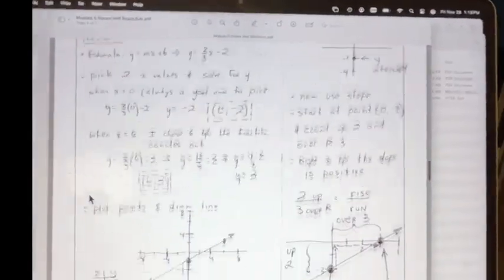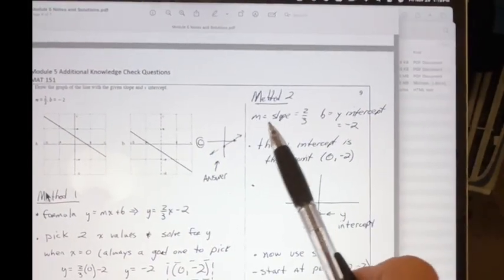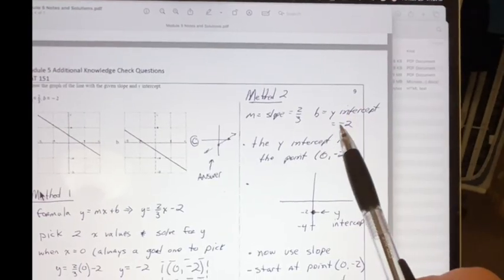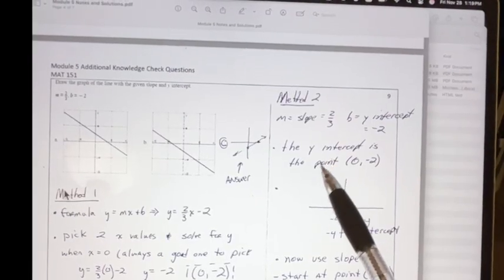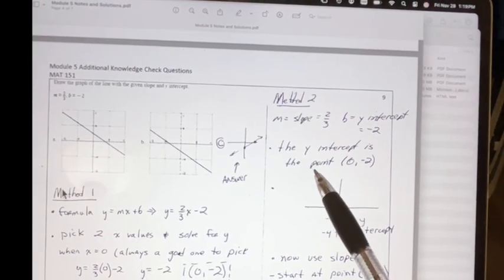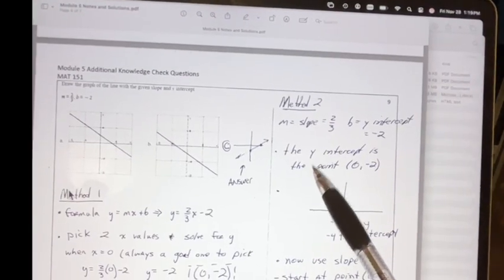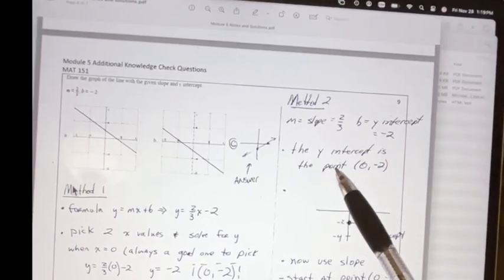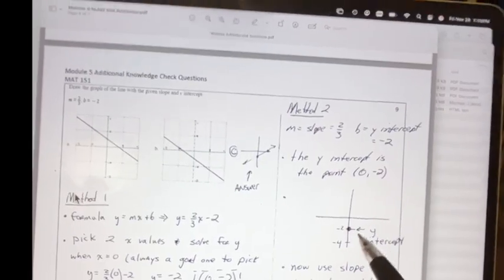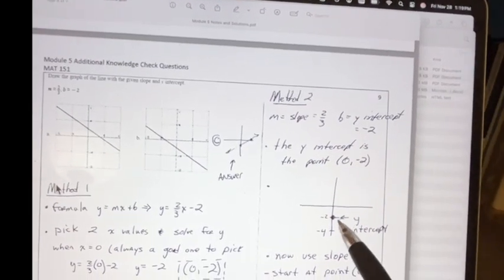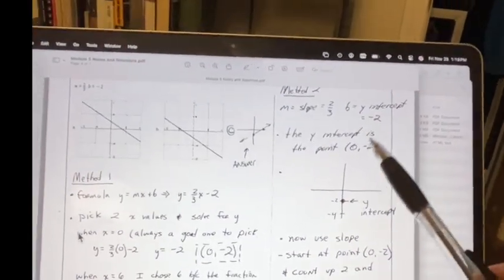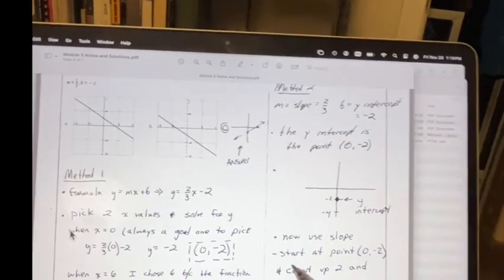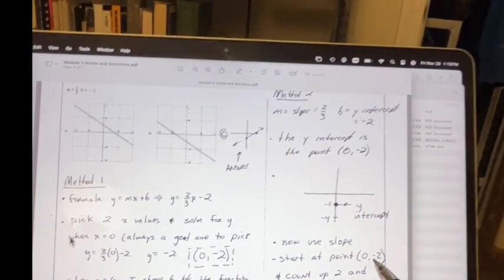Now, method 2 is a little bit different, and it's realizing that you start with the slope of 2/3 and the y-intercept of -2. From here, this is kind of thinking about the problem. It's not the equation, it's thinking about it, but it's still similar math. So you realize the point is that we want to graph that point because we can. There's a point, might as well graph it.